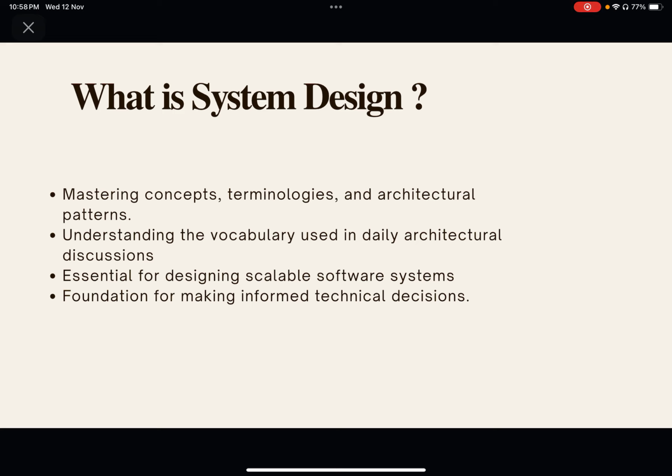So let's go ahead. What is system design? System design is more than just drawing boxes and arrows. It's a comprehensive discipline that requires you to master numerous concepts, terminologies, and architectural patterns. Think of it like learning a new language. You need to understand the vocabulary before you can have meaningful conversations. In system design, these terms and concepts are used daily when discussing architectures, making decisions, and solving problems. So the foundation knowledge becomes the basis for all of your future decisions.